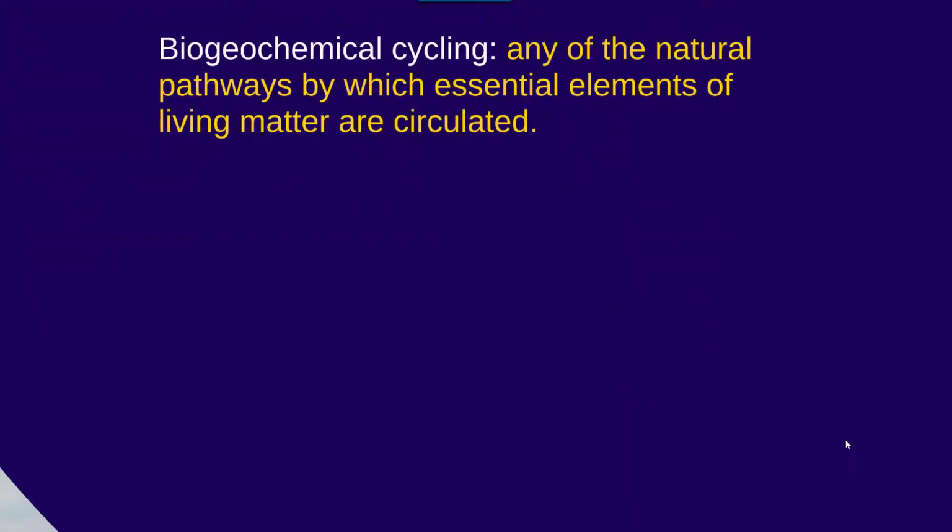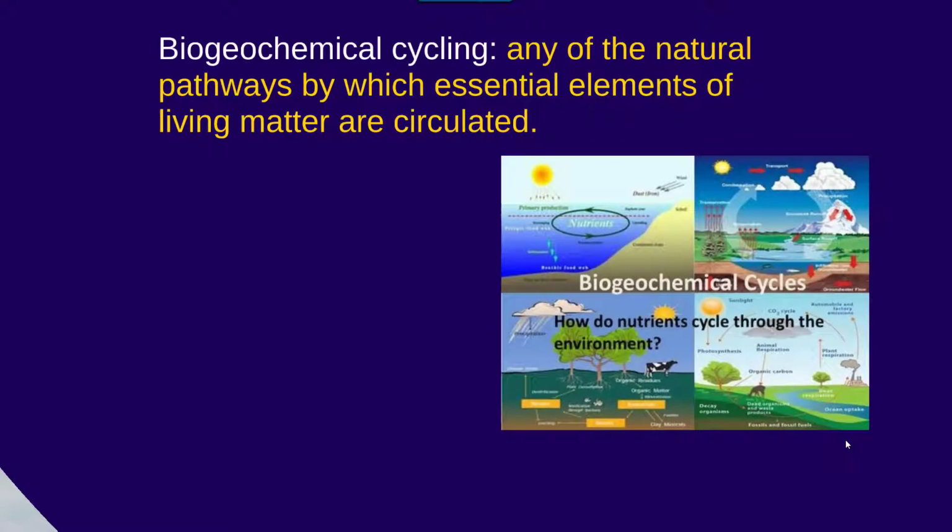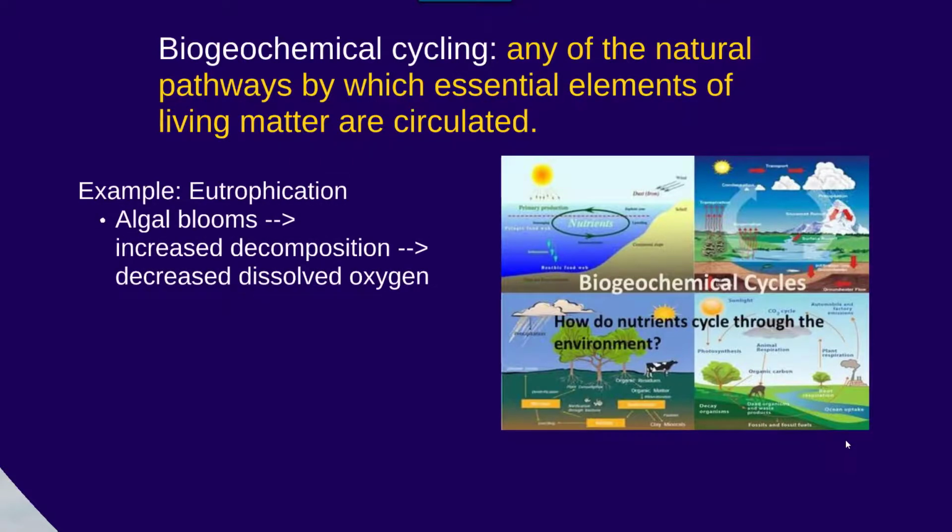Biogeochemical cycling is the natural pathways by which essential elements of living matter are circulated. So we could talk about this in terms of nutrients or carbon, the carbon cycle, nitrogen cycle. There are various different specific nutrient cycles that you can look at. One good example of how this can greatly influence the landscape and the habitat selection of a species is something called eutrophication.